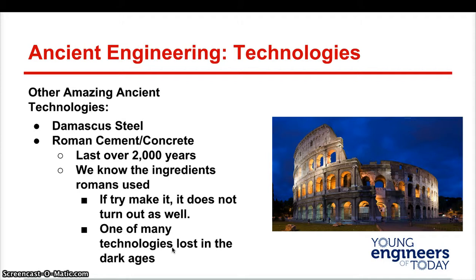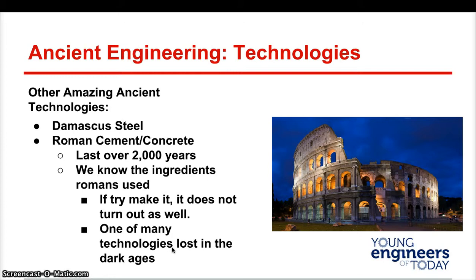Then we looked at Roman concrete. We have evidence of this because things made out of concrete have lasted over 2,000 years. We know the ingredients, but here's the sad part. When we try to make it, it doesn't turn out as well. One of the many technologies lost in the Dark Ages.